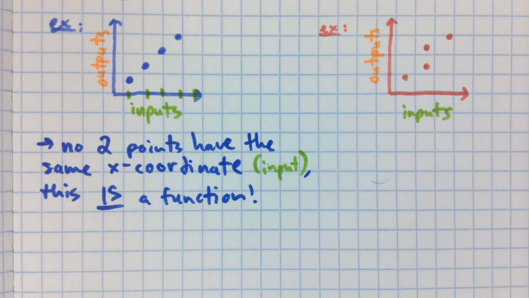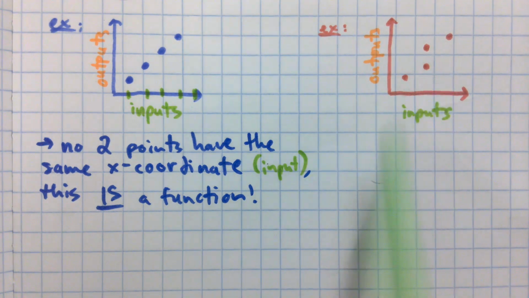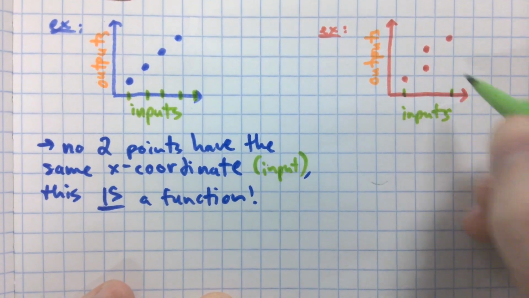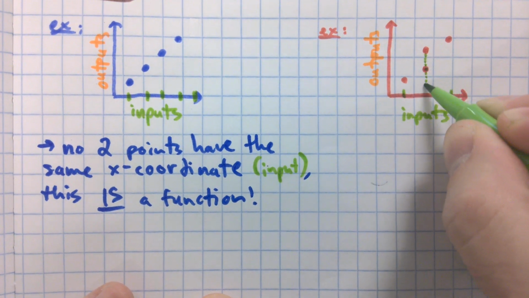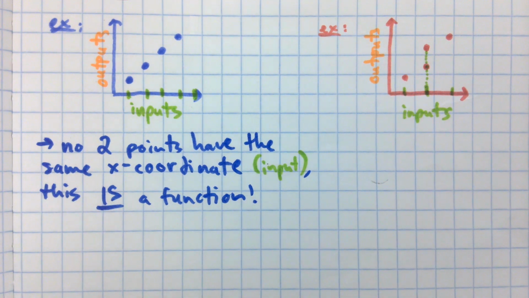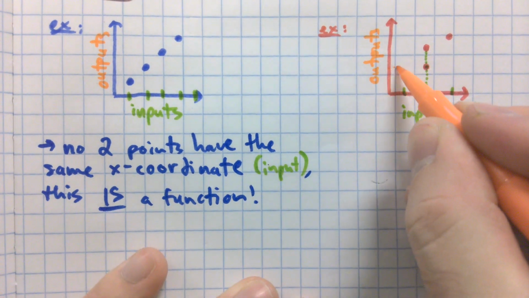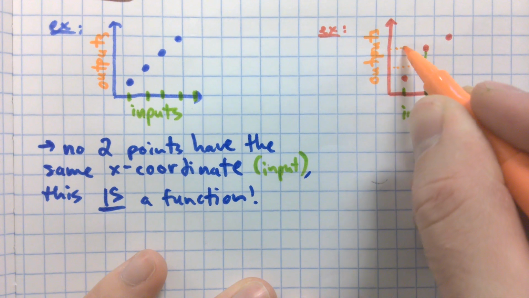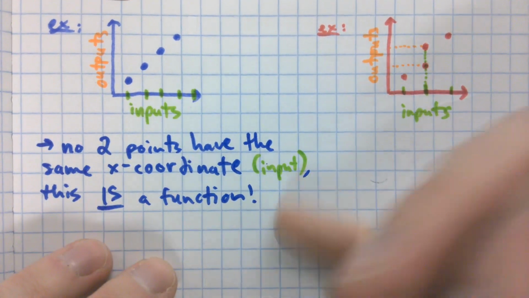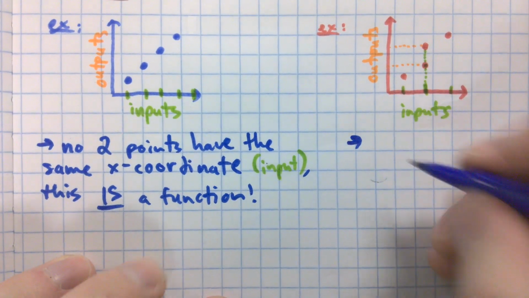Take a look at this second graph, this graph that's in red here. What do we notice about this graph right away? It has 2 points with the same x coordinate. This one lines up right there. This fourth one lines up over here. But both of these points line up right there, let's say at 2, for example, but they have different outputs on the y-axis. That is not what we want.